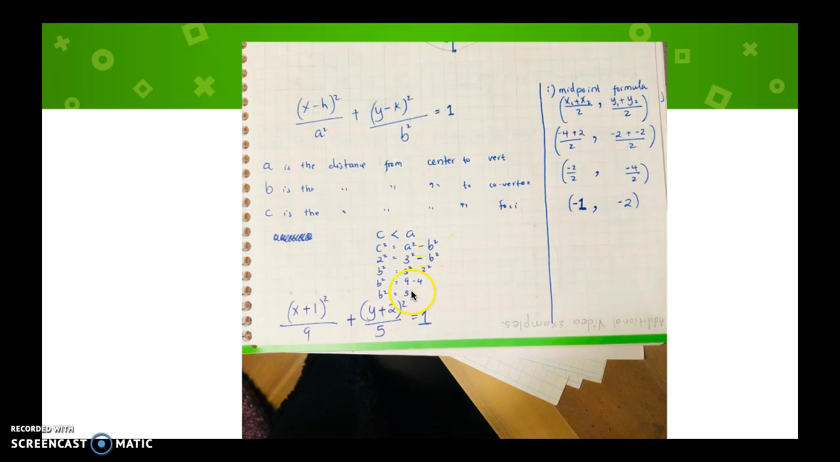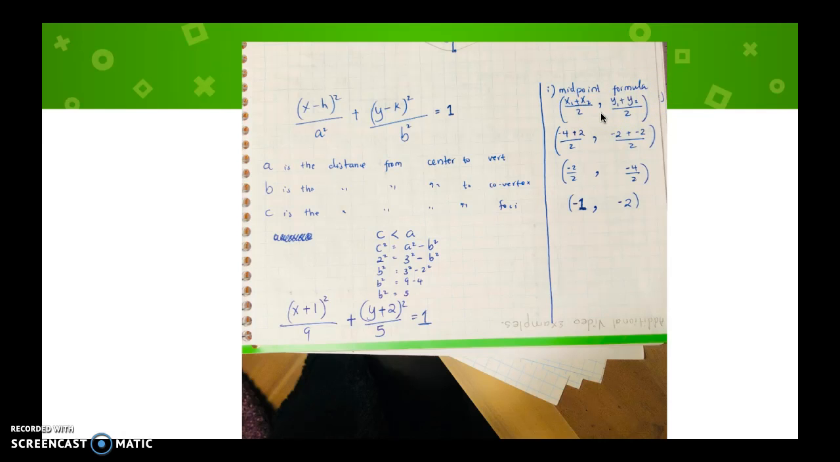So I went ahead and did all that, and I found B squared equals 5, so I have that. And then A squared, okay, so A squared is the distance from the center to the vertex. I don't know where the center is. That's why on the right side here, I used the midpoint formula to help me find where the center is.